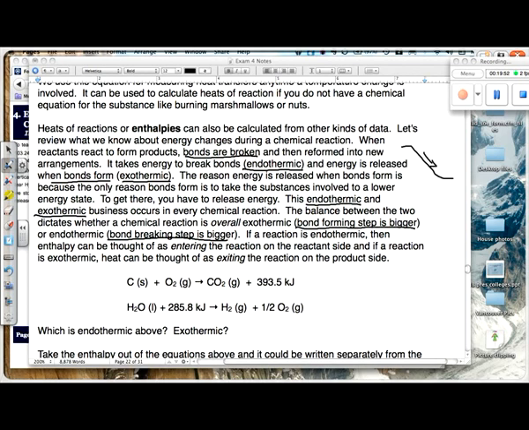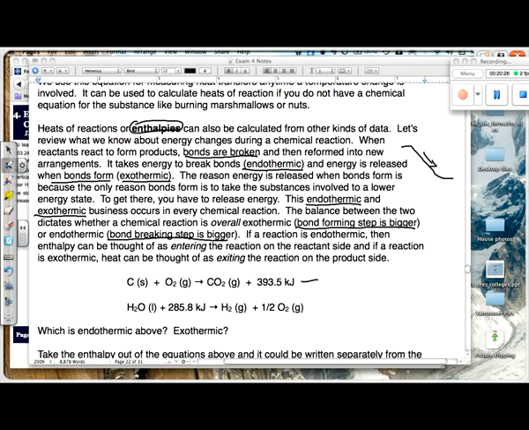All right, so if a reaction is endothermic, then enthalpy can be thought of as entering the reaction on the reactant side, and if it's exothermic, heat can be thought of as exiting the reaction on the product side. So if I look at these two chemical reactions, I see the energy written into the chemical equation. That is one way of obtaining enthalpies for a chemical reaction. There are several ways to do it. Well, it's the side it's on that tells me whether it's endo or exo.